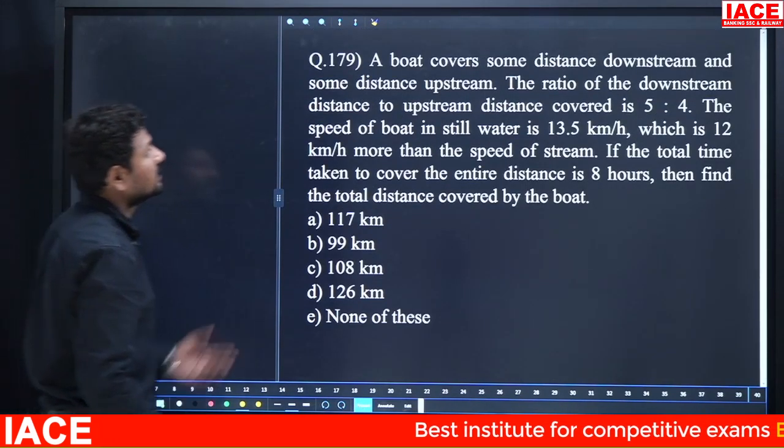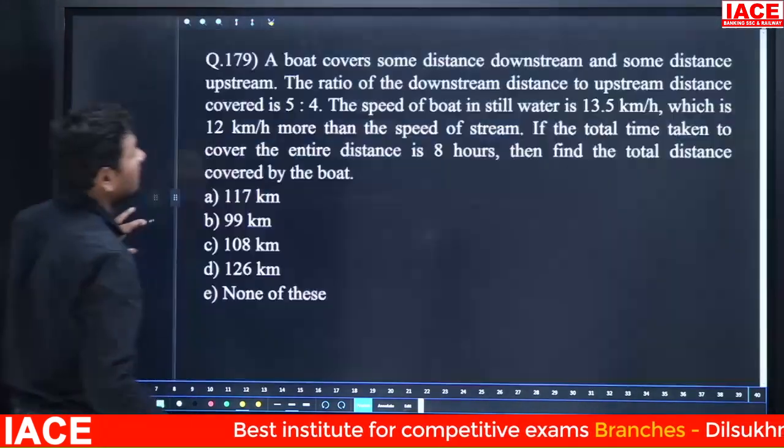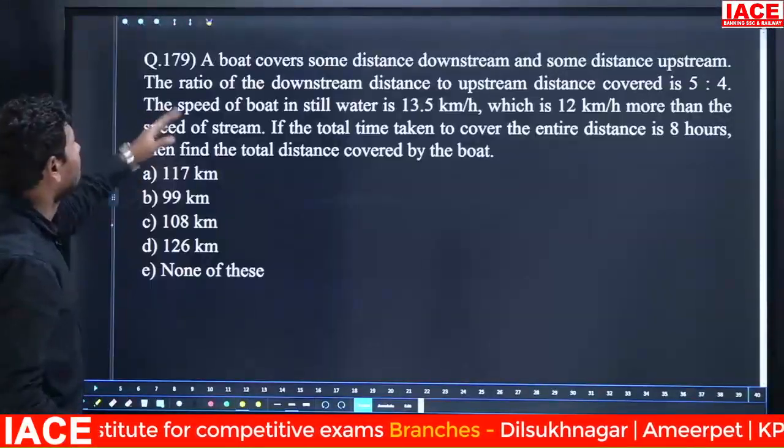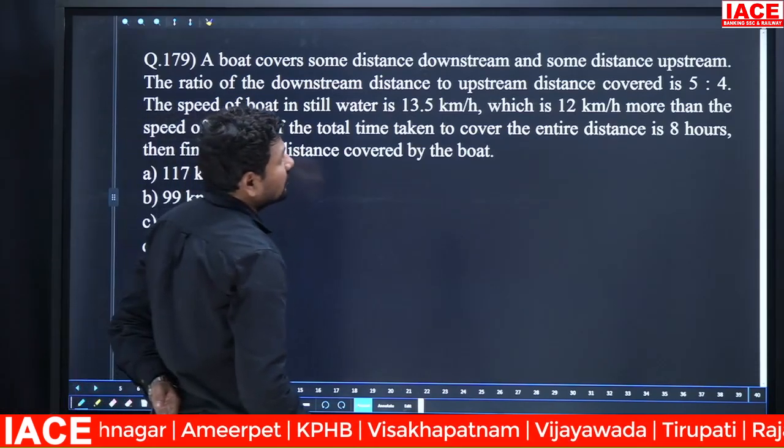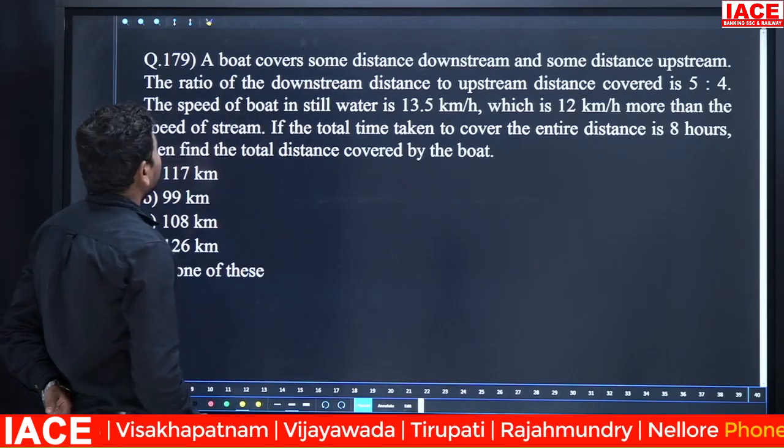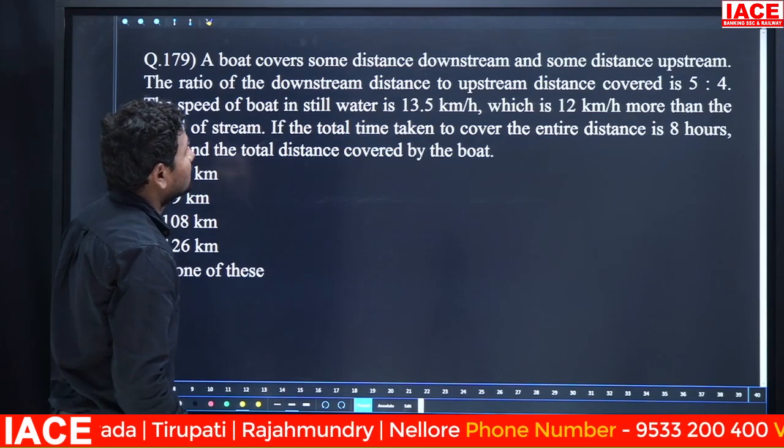Next we have a miscellaneous question. A boat covers some distance downstream and some distance upstream. The ratio of the downstream distance covered to the upstream distance covered is 5:4. The speed of the boat in still water is 13.5.